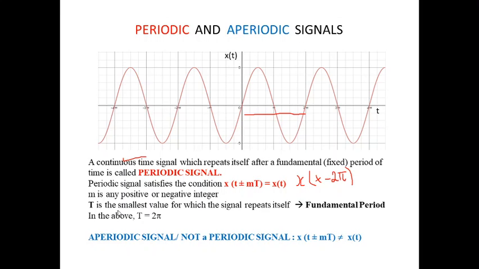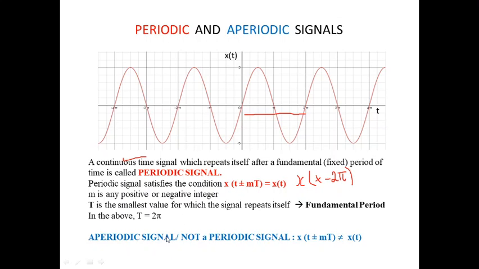T is the smallest value for which the signal repeats itself. So you cannot take T as 0 to 4 pi, right? You can observe that even from 0 to 4 pi the signal is repeated, but we should take the smallest value of T with which the signal repeats itself. If you observe carefully, the smallest value of T for which the signal repeats is T equal to 2 pi, right? So it is very important that any signal which is periodic should satisfy this condition.